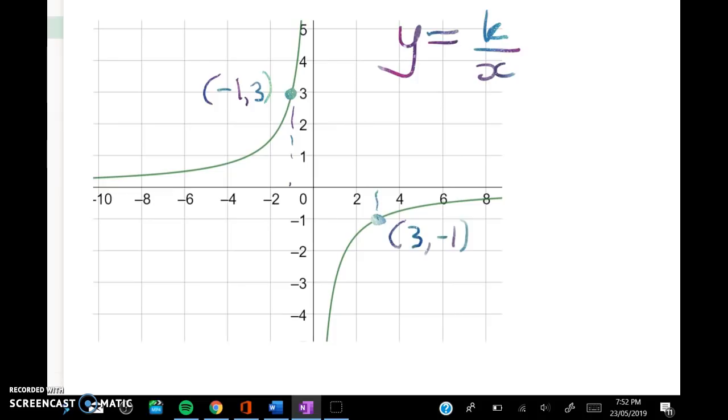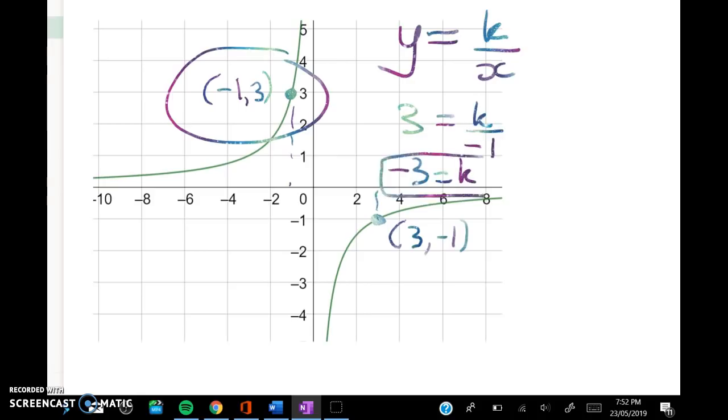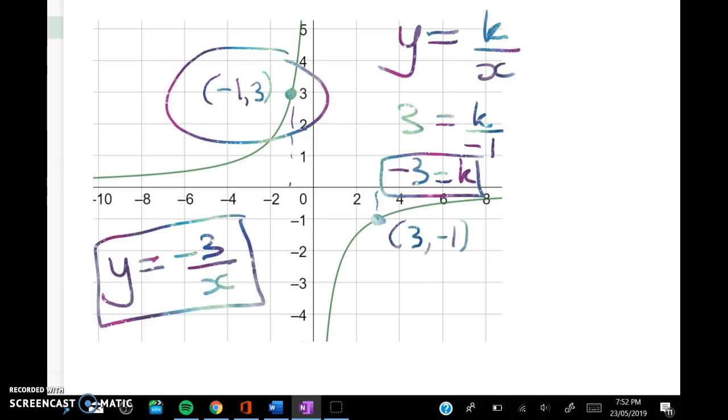Right, so substituting that in, let's use this one, we get 3 is equal to k over negative 1, which gives me negative 3 equals k. So the equation of this hyperbola is y equals negative 3 over x. Okay, hopefully so far so good. We've got no vertical shift and no horizontal shift.